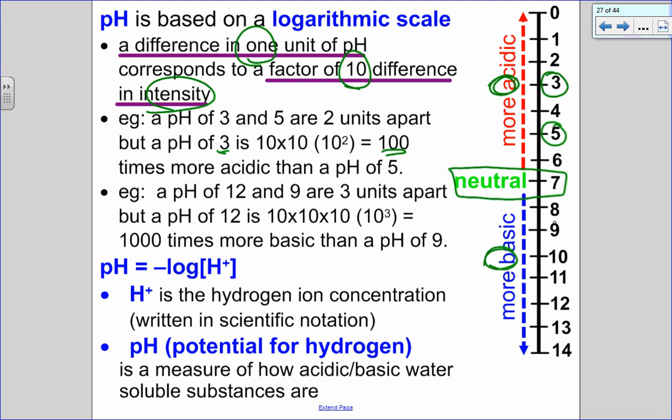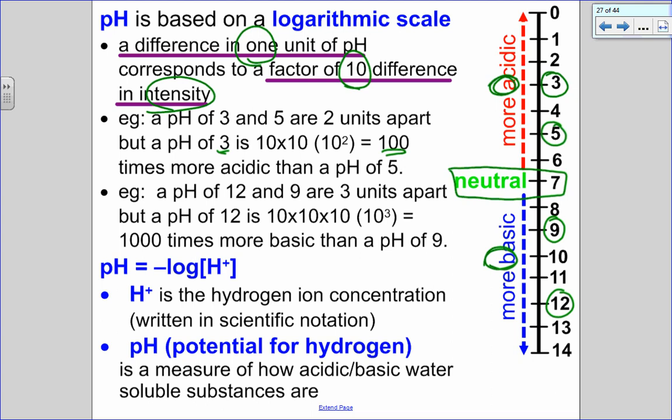Now, if I look on the other side of the scale, let's say I had a pH of 12 and 9. You can see that those are 3 units apart, which means they are 3 factors of 10 apart in intensity. So 3 factors of 10 would be 10 cubed, or 10 times 10 times 10, which is 1,000. So 12 is the bigger number, and that means it's more basic. How much more basic? It's 1,000 times more basic than a pH of 9. So we're going to use this scale to help us for all 3 types of word problems, and that helps us with the intensity factors.